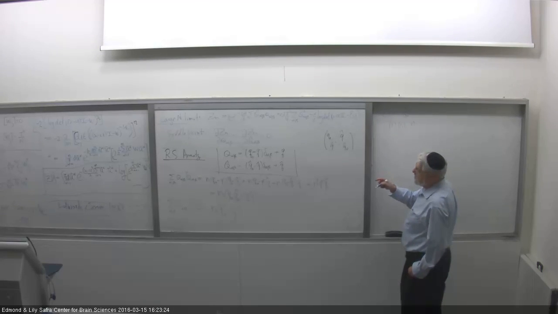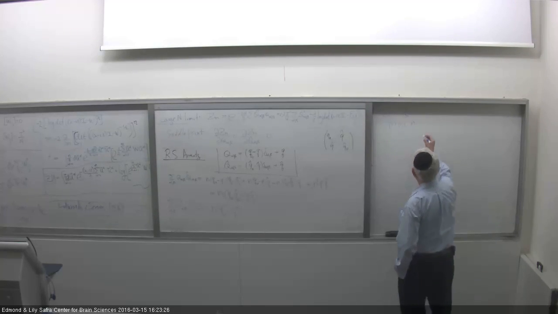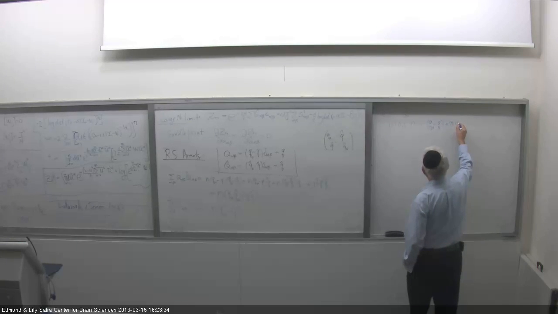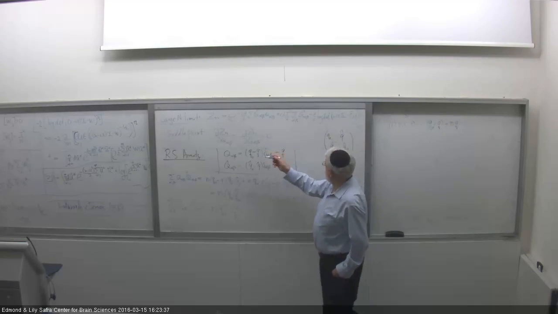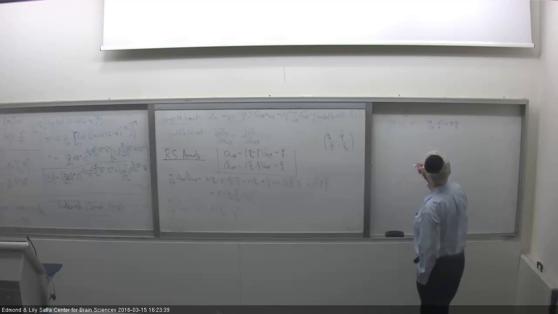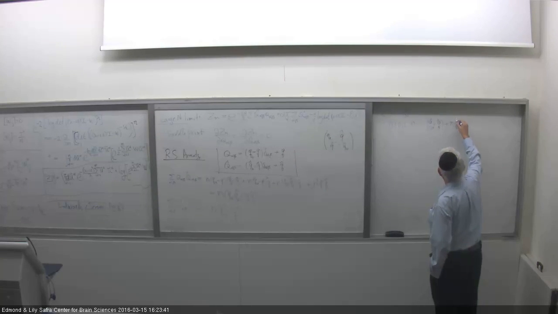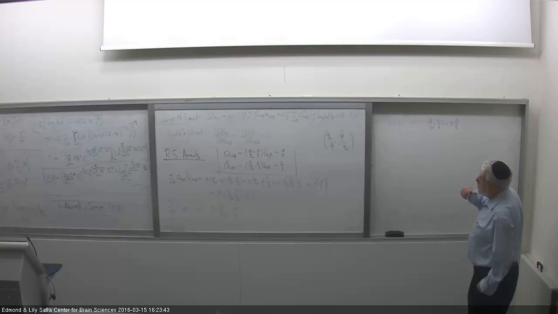Plus, q0 minus q plus n times q. So the eigenvalue will be q0 minus q plus n times q. Just the sum of the rows. Q hat. Okay. Now what are the other eigenvalues?